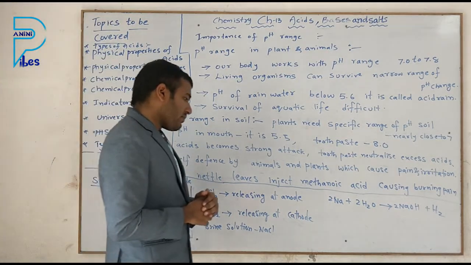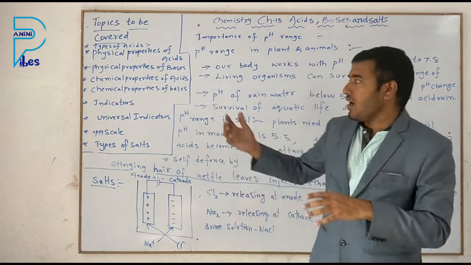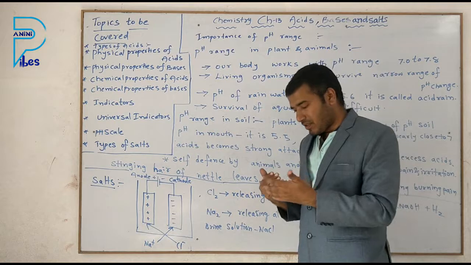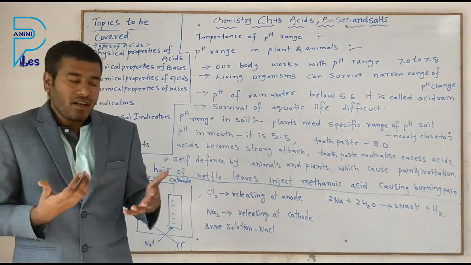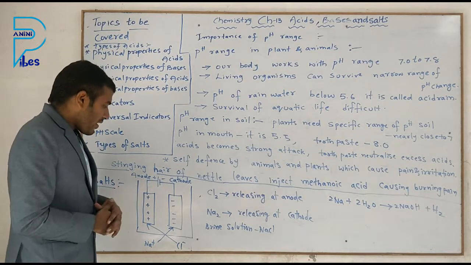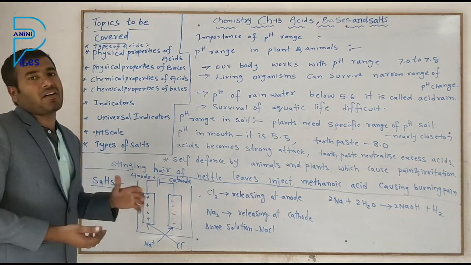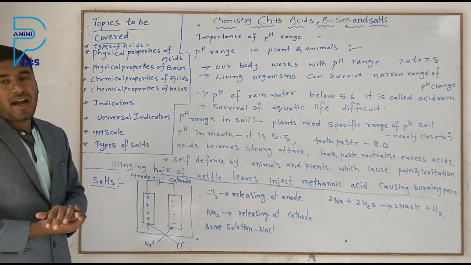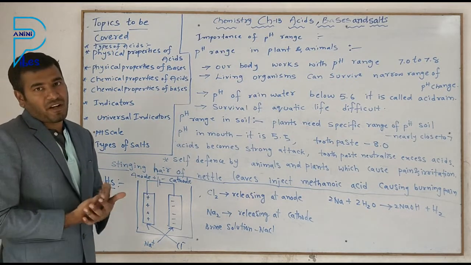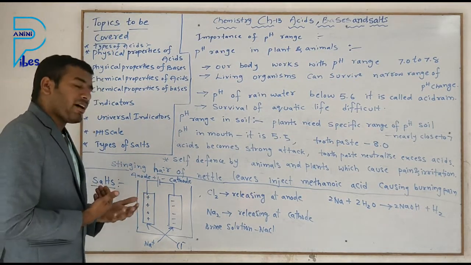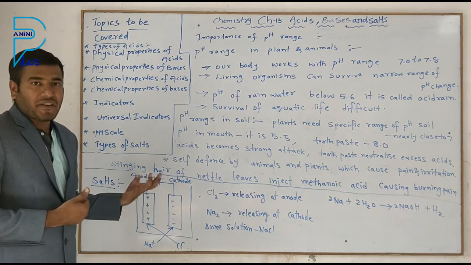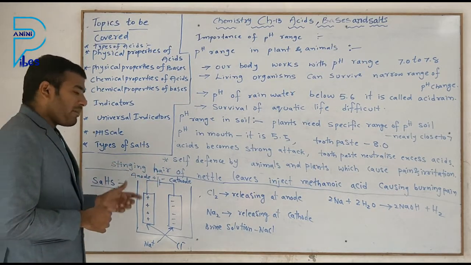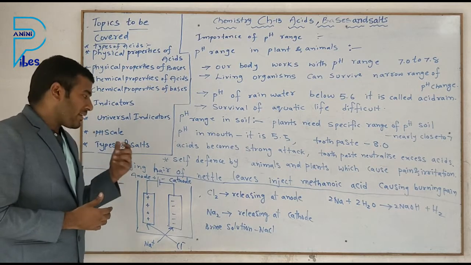Now next, coming to salts, types of salts. Now we are discussing types of salts. Before going to salts, how are we separating salts? First of all, we take salt water and perform the electrolysis process. Electrolysis means we are using anode and cathode rods, graphite rods. Anode means plus, cathode means minus.